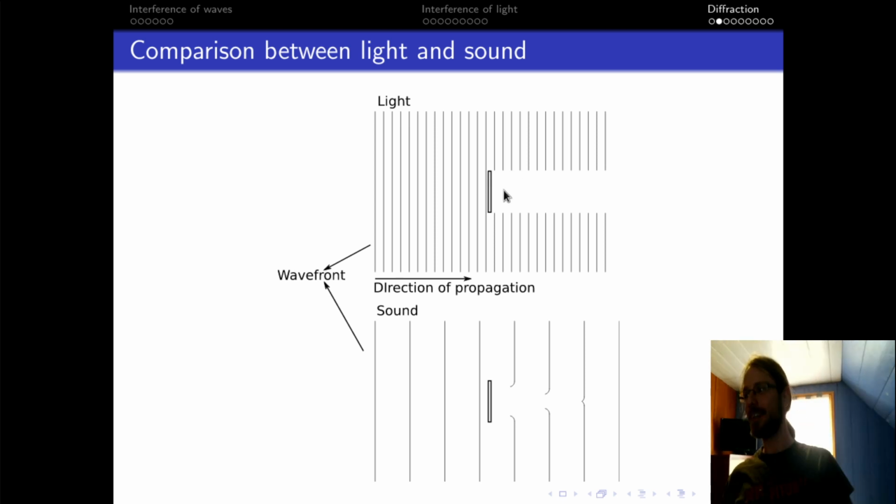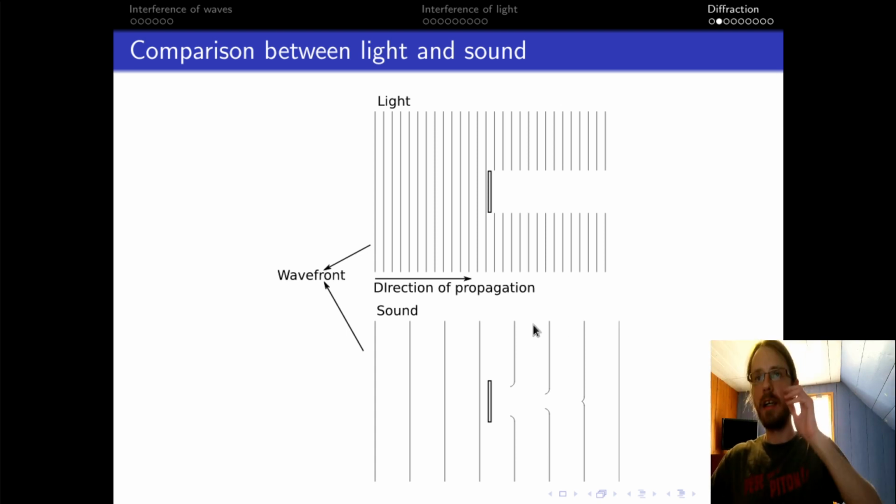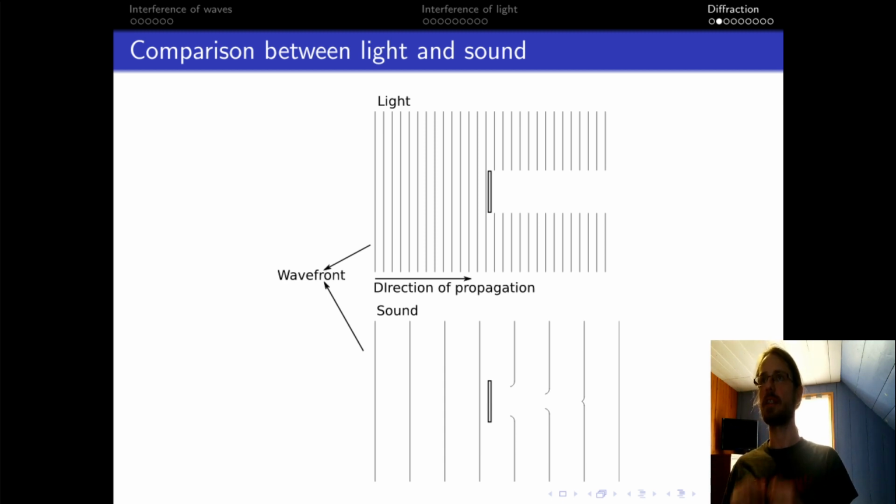So the pad I used in the experiment, represented here by this rectangle. In the top case, when studying light, and at the bottom, when studying sound. So the difference we said between sound and light was that the wavelength was very, very different. Light has a much shorter wavelength than sound does. So here it is represented with the wavefronts.